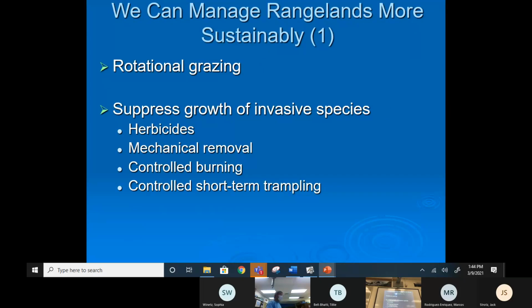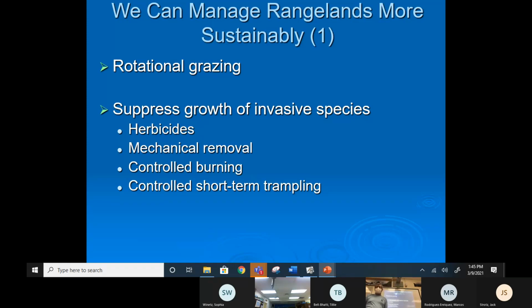So what can we do? We can first of all do rotational grazing. So let's say for May, you have your cattle over here. And in June, you move them to a different area. In July, you move them to another area. And you rotate back around so you're over here again in May. Does that make sense? So you're not impacting that same zone all year long.